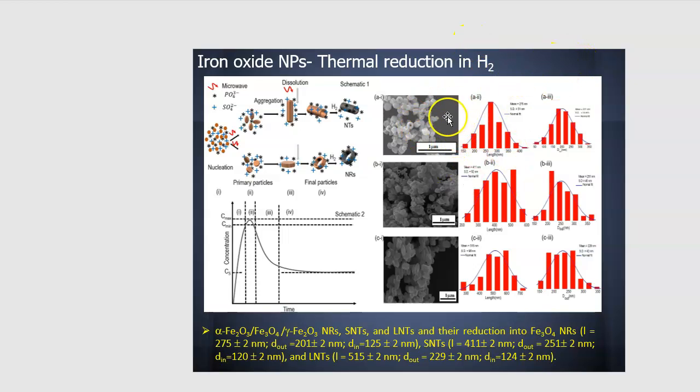So you can see nanorings here. Then when you increase the concentration of phosphate anions, you have short nanotubes. Increasing it more, you have long nanotubes. So by tuning the phosphate anion concentration, we can tune the length of these hollow nanoparticles.